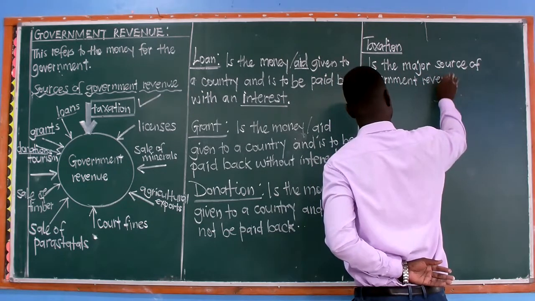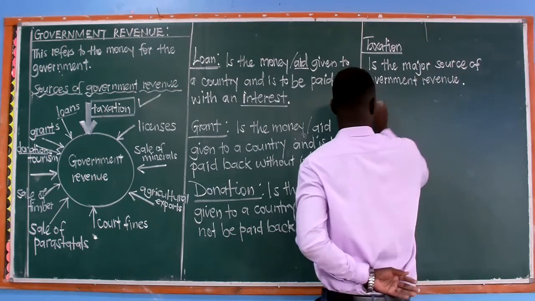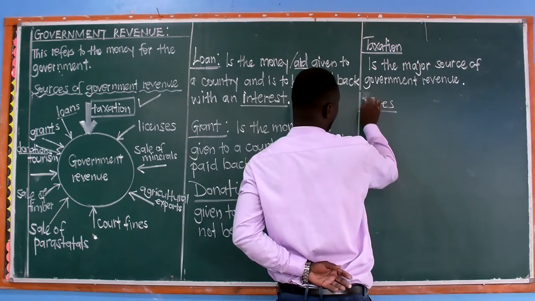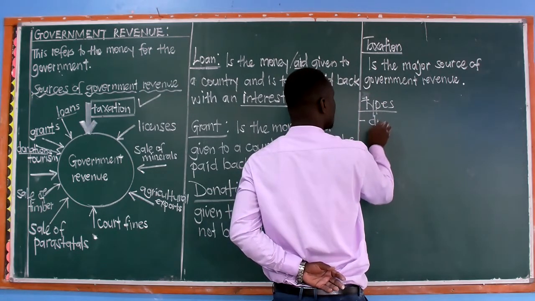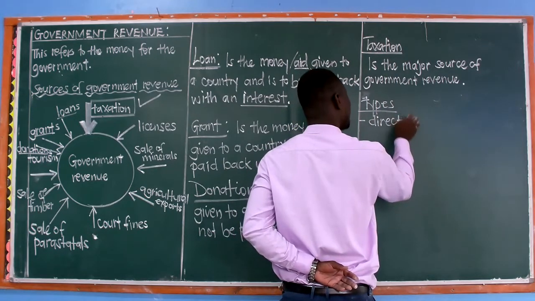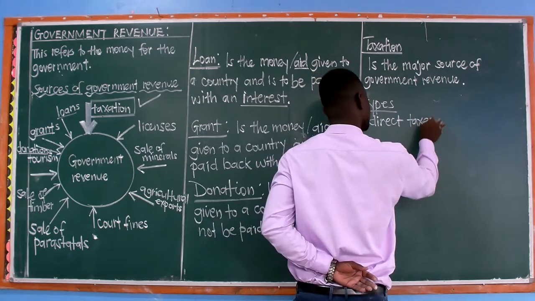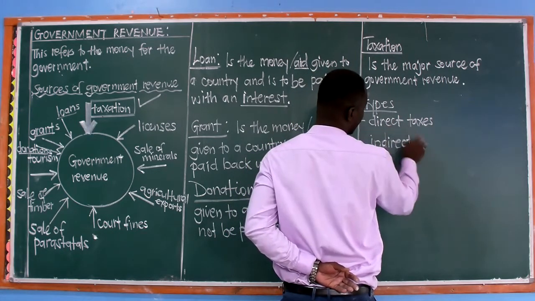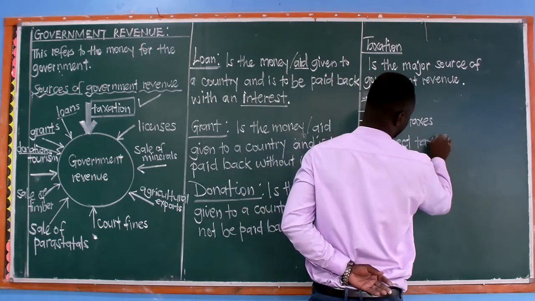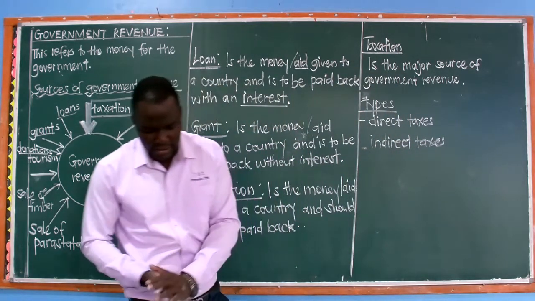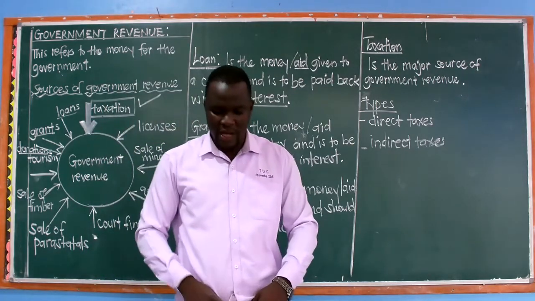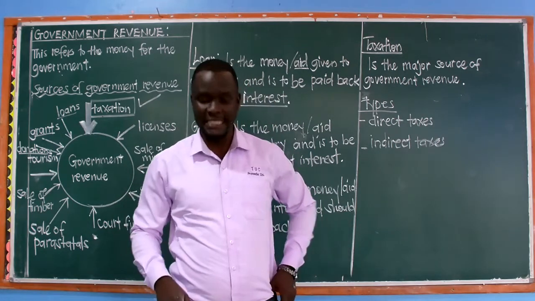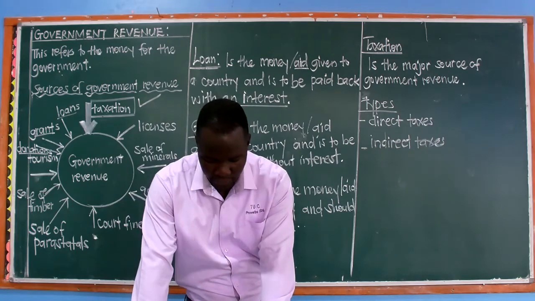Major source of government revenue. The types of taxes: we have two. We shall have what we call direct taxes, and then we shall have indirect taxes. Direct taxes, we are looking at the money which is charged or which is collected directly from the people.